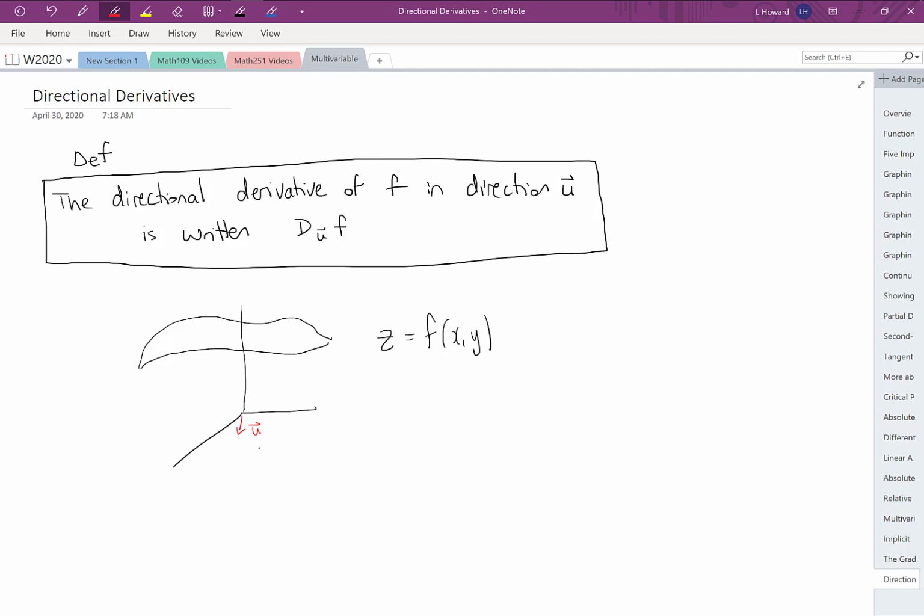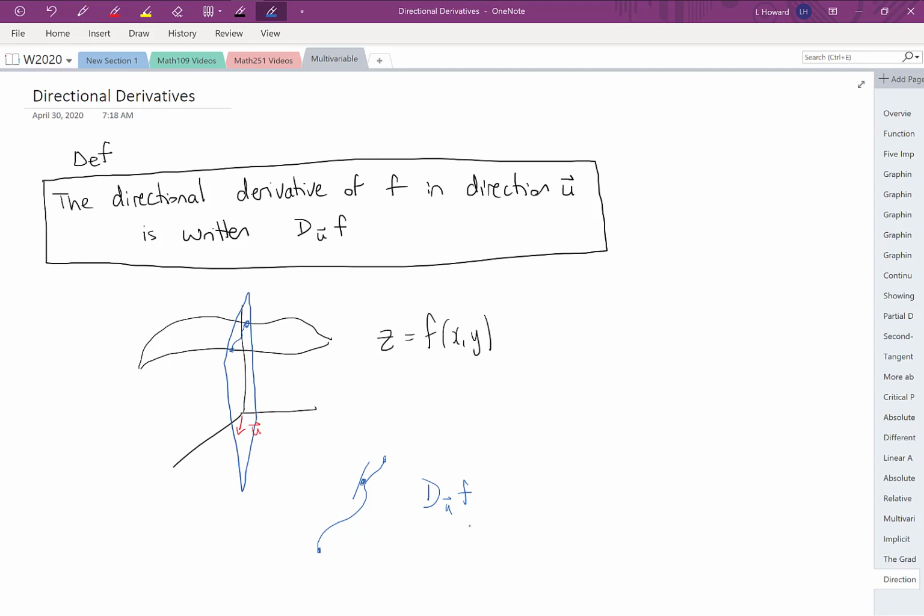What we're going to do is slice through our surface parallel to vector u. So let's imagine taking a plane parallel to u, maybe something like that, just for the sake of our picture, and we're going to slice through our surface. Anytime a plane slices through a surface, that's going to create some curve. If we zoom in on that curve, let's say it looks something like that, then at any point along that curve, we can look at the slope of the tangent line. And the slope of the tangent line is what D sub u of f, in other words, the directional derivative of f in the direction u, is representing.